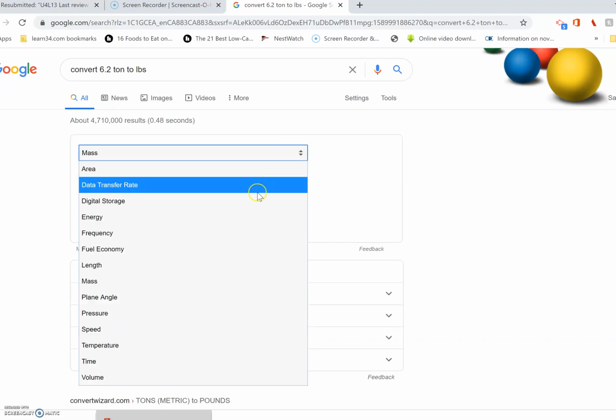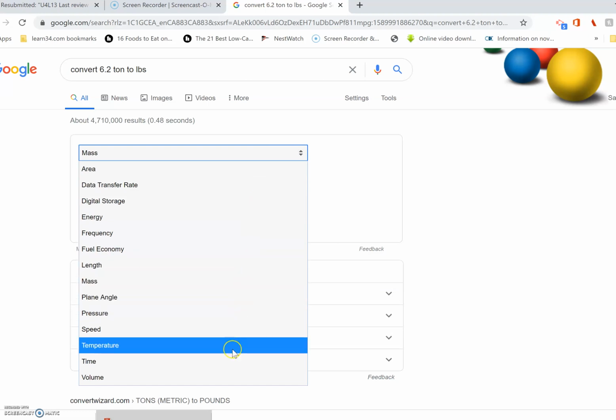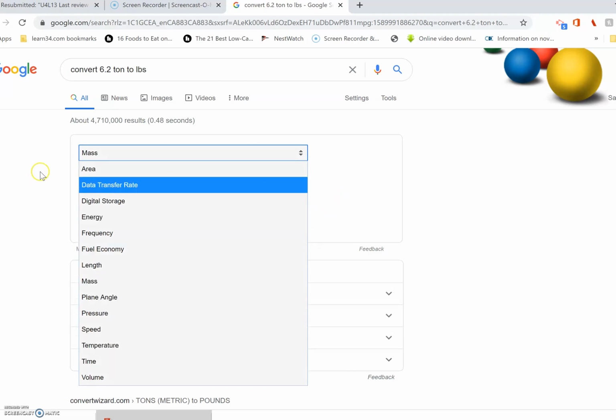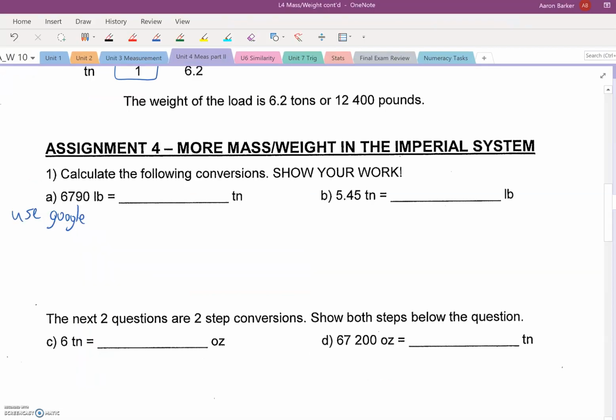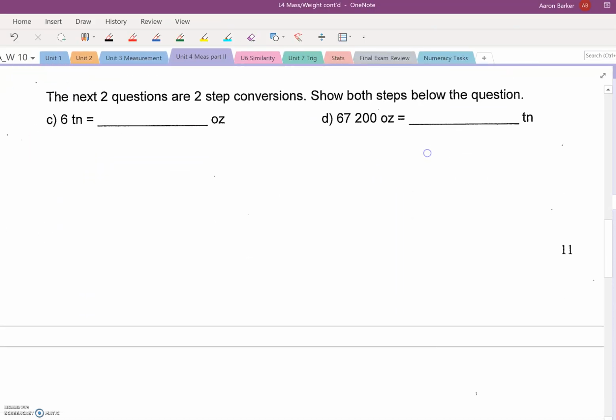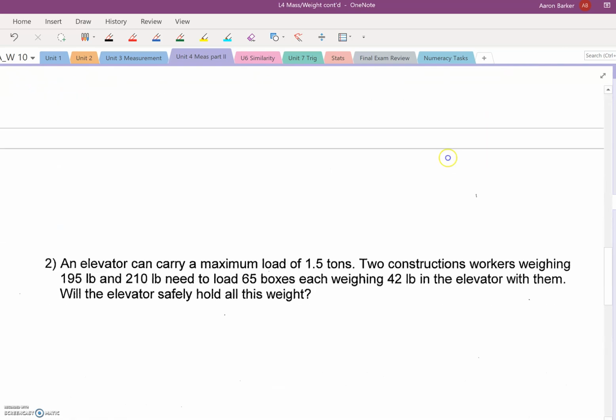Of course, you can do this for area, volume, a whole bunch of different things, pressure, speed, and so forth. Online converters, gotta love them. Okay, so your homework will be assignment number 4 to do those questions.